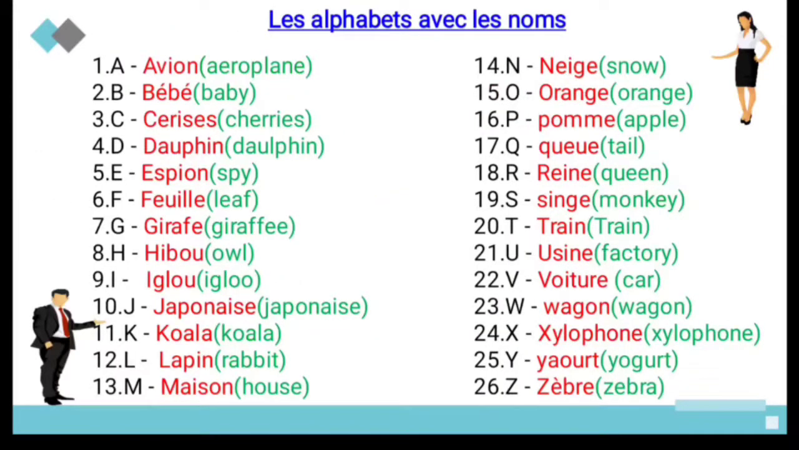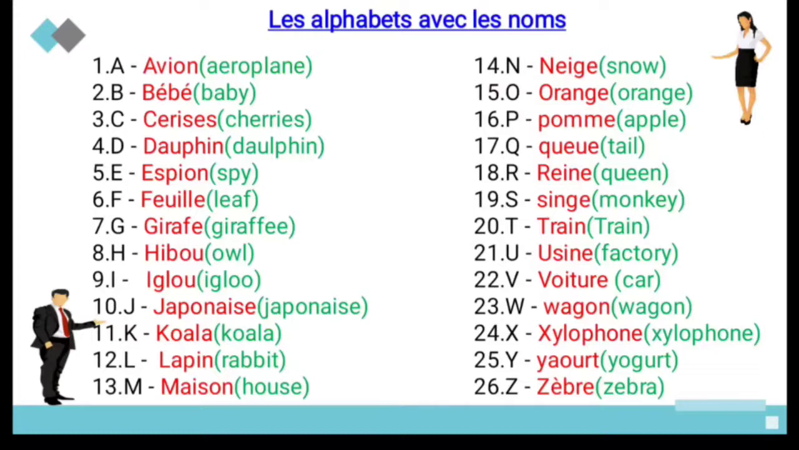Les alphabets avec les noms, the alphabet with the names. See the first one, A, avion, it means what? Aeroplane. And B, bébé, baby. And C, cerise, cherry. And D, dauphin, that is dolphin. And E, espion, that is a spy. And F, feuille, it means leaf. And G, girafe, giraffe. H, hibou, owl.